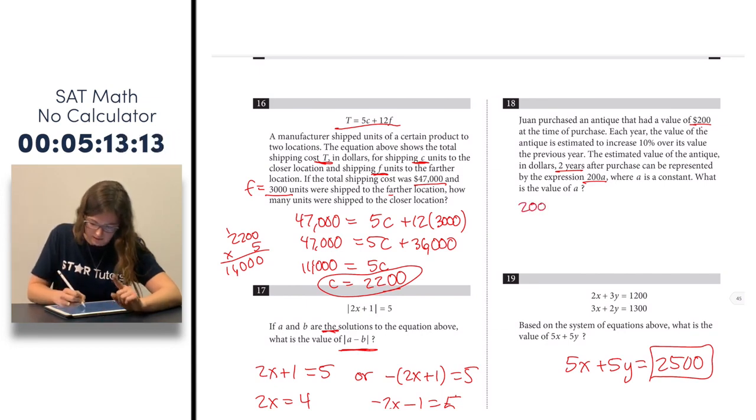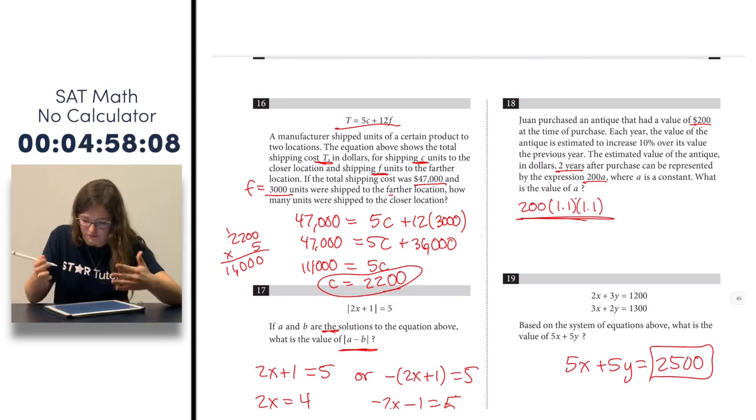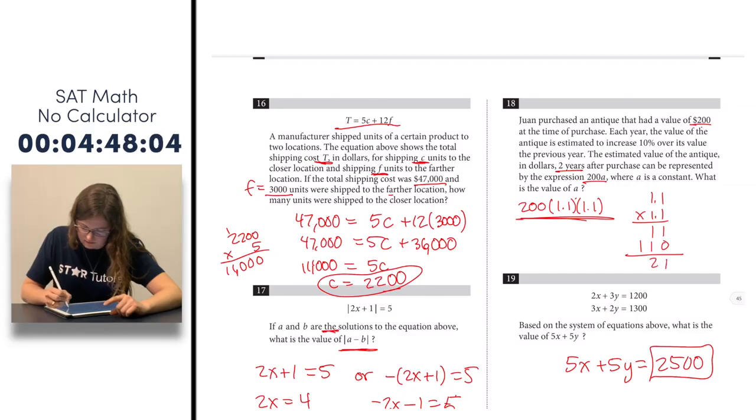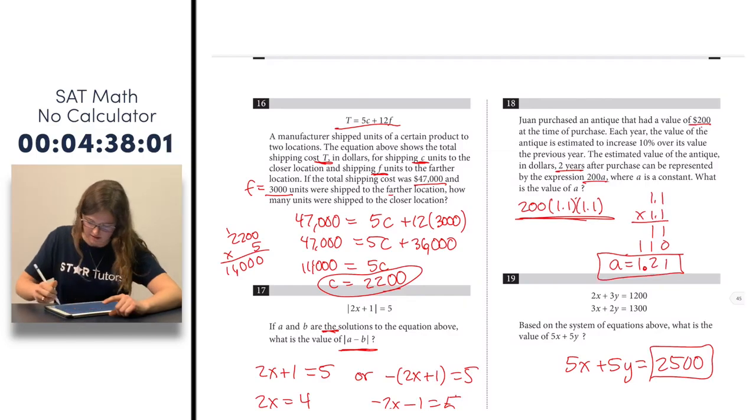After 1 year, the first year I multiply by 1.1, and that's what I have. The next year I have to multiply by 1.1 again, so I'm squaring 1.1. This should be the amount of money that I have, the value of the antique after 2 years. So 1.1 times 1.1. Oh goodness, 1, 1, 0, 1, 1. Add those, 1, 2, 1. Move the decimal place twice, 1.21. Okay, so A is equal to 1.21.